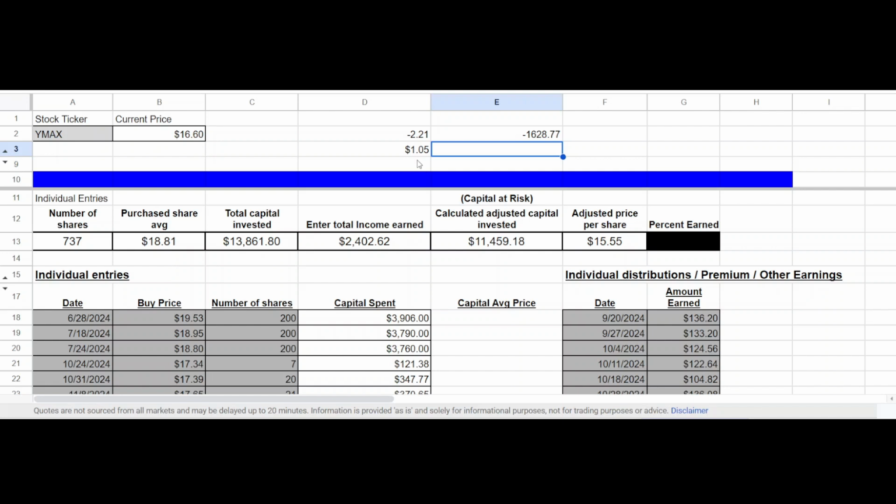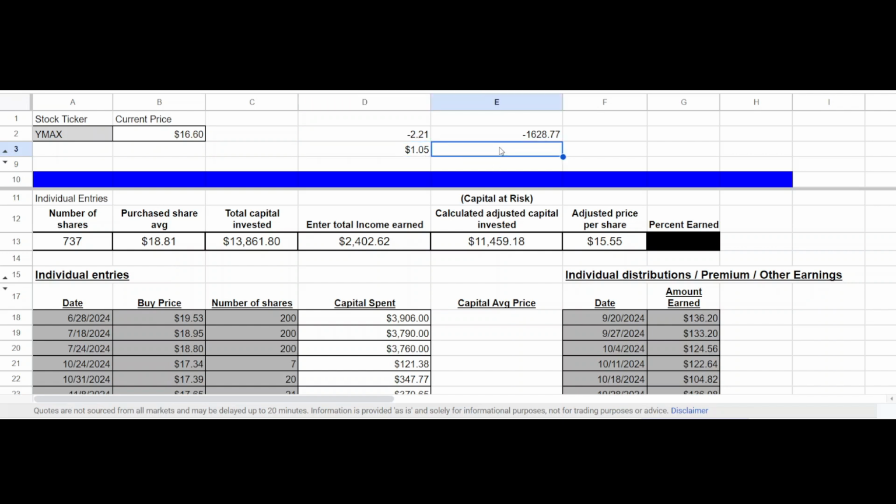This is also very much a mind game, right? Because this negative number up here can really put you in a funk and make you think this ain't working. So now we're at this $1.05 gain, whereas here we were down $2 and minus 1.6 thousand. Now we can say we're up $1.05 per share.